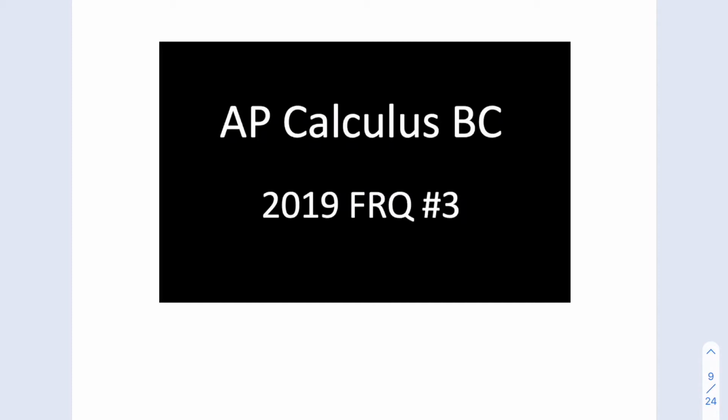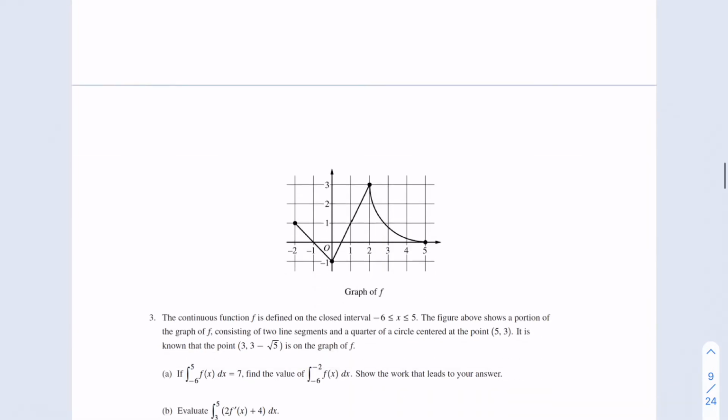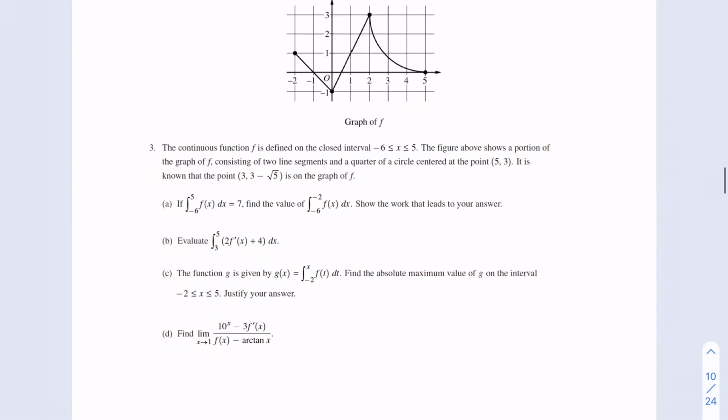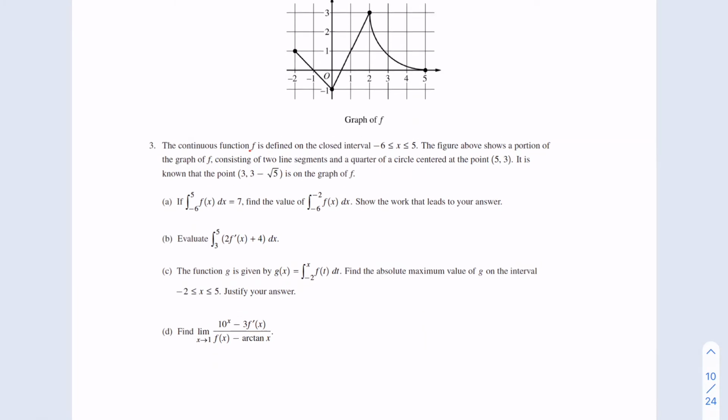Hello everybody. In this video we are going to go over 2019 free response question number 3. This will be a no calculator problem. So let's have a look at this problem. Number 3. The continuous function f is defined on the closed interval from -6 to 5. The figure above shows a portion, so it's only from -2 to 5.